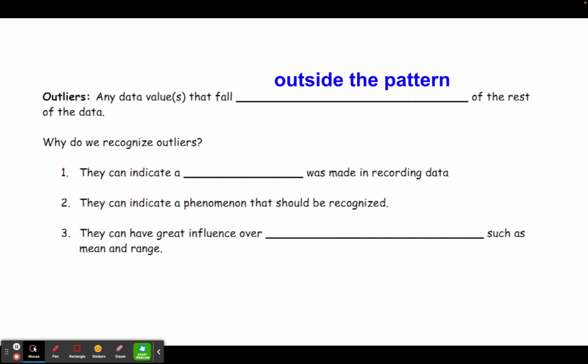Now, there are some reasons why we might want to recognize outliers. First of all, they can indicate that a mistake was made in recording data. And if that's the case, you can either fix the mistake if you're able to do that, or you might want to throw out that data point. Number two, they can indicate a phenomenon that should be recognized. In sports, for instance, we might have an athlete that is an outlier compared to other athletes that play the same sport they do. And if that's the case, then we might want to recognize them as being a standout in their field. Number three, outliers can also have great influence over summary statistics, such as the mean and the range, and we'll see that in this lesson.